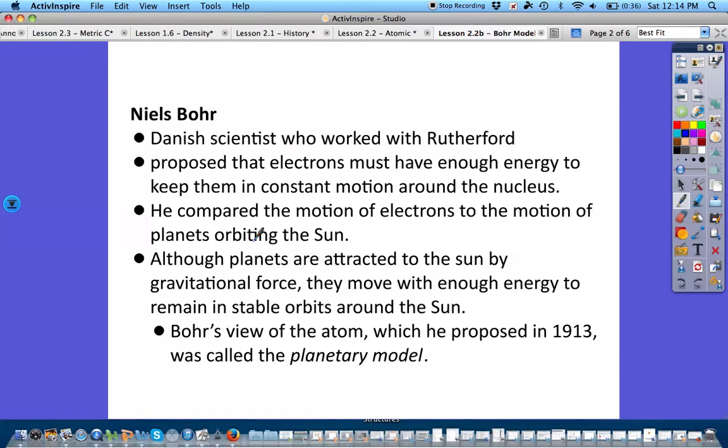And so he proposed that there is a similar pull on the electrons. The positive charge of the nucleus pulls the negative charge of the electrons to keep them inside the atom, but also there's enough energy to keep them moving around the nucleus. This is Bohr's view in the model he proposed in 1913, and he called this the planetary model.